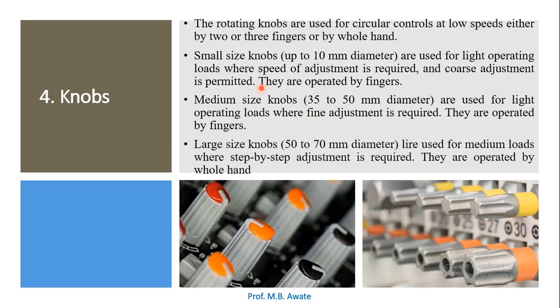Large size knobs having diameter 50 to 70 mm are used for medium loads or medium duty applications where step by step adjustment is required. These are operated by the whole hand. As the size is larger, we can use our whole hand for operating this.